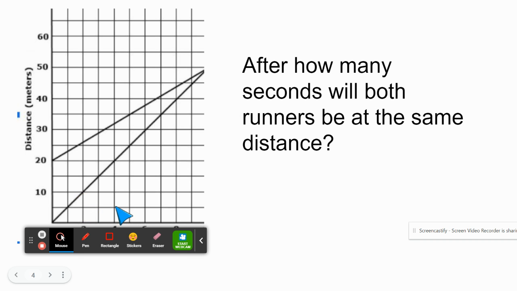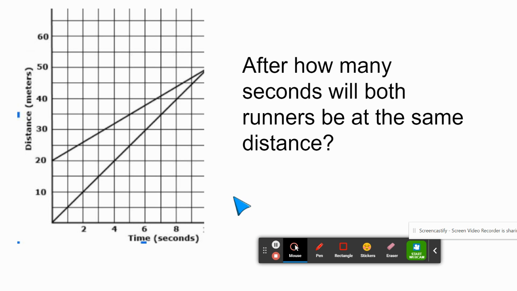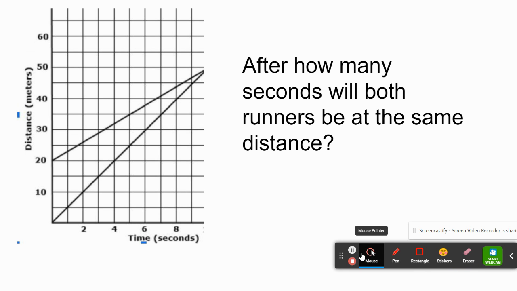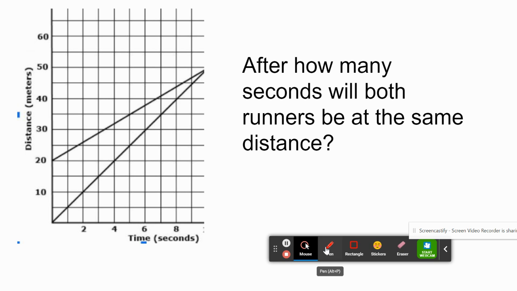All right, next one. This one's a little tricky just on the way it looks. We did a lot of review on this yesterday. We talked about graphs and how they're going to look. Okay, so after how many seconds will both runners be at the same distance? Well, the distance is here and the time is here. It says after how many seconds. Make sure you read the problem. Read what it's asking, all right?